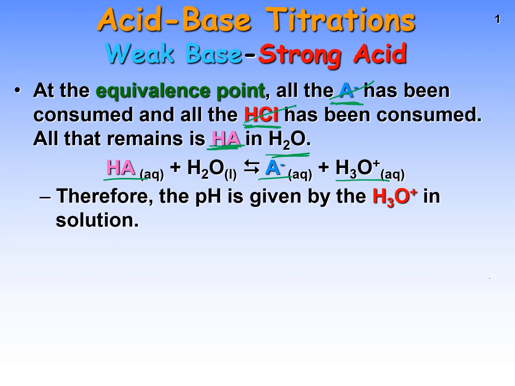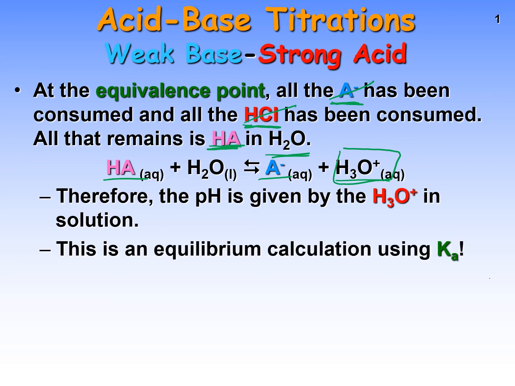The pH is going to, as always, be given by the H3O plus concentration, which we can get from an ice table using the weak acid's concentration in the solution at the equivalence point. We need to use the Ka value here because we're using a Ka equilibrium to solve the pH. Again, the weak base is gone. We cannot use the Kb value that we were given to solve this equilibrium. We need to determine the Ka for the conjugate acid.